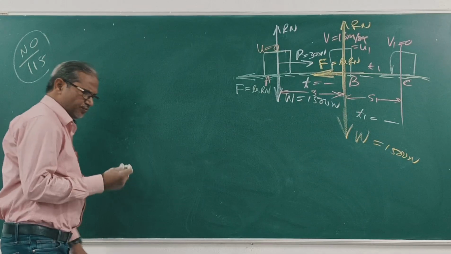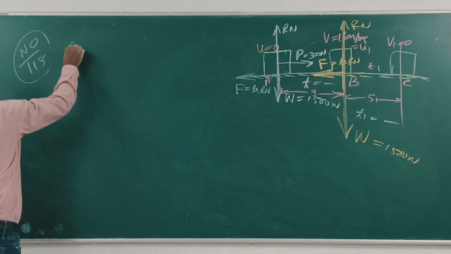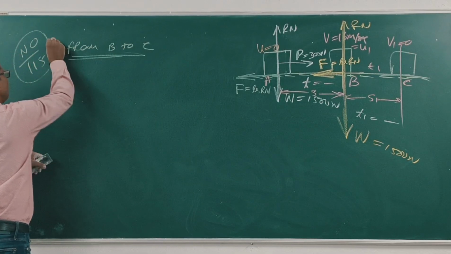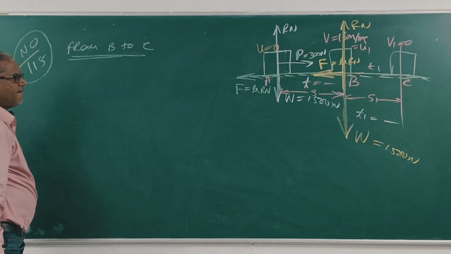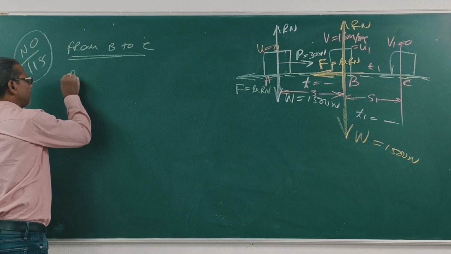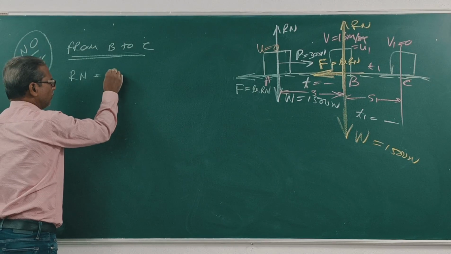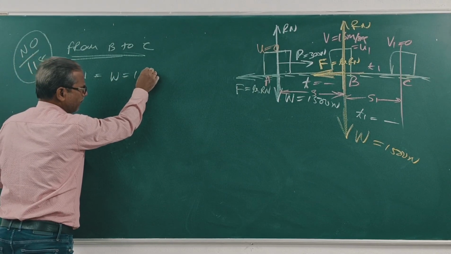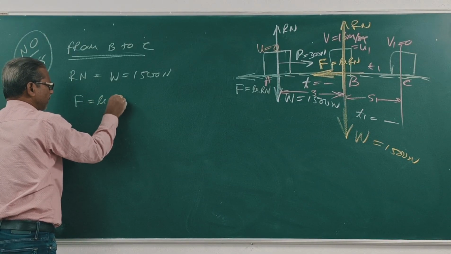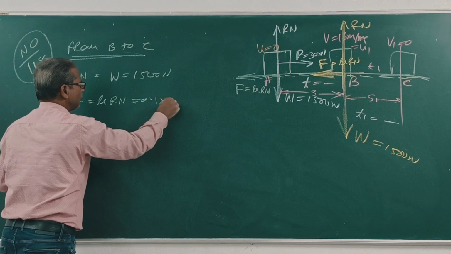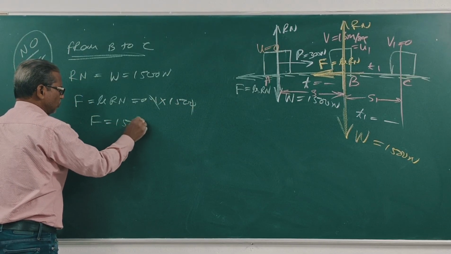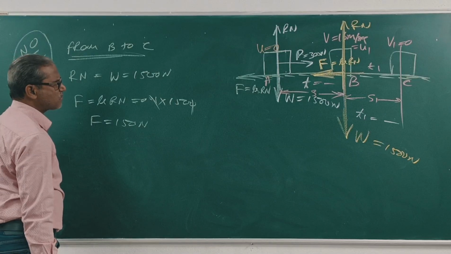From B to C, Rn is equal to W, 1500 Newton. F is equal to mu Rn, so 0.1 into 1500, F is equal to 150 Newton. Clear?